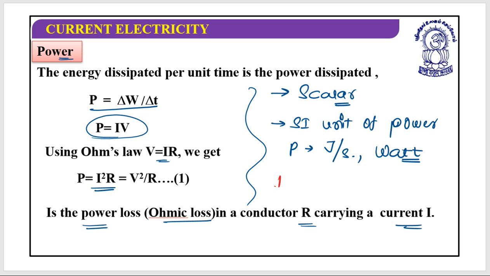Yes. One conventional unit is horsepower, HP. This is horsepower, and the relation of horsepower with watt is 1 horsepower is equals to 746 watt. Yes, so please do remember these things. These are the very basics of the electrical energy and power.